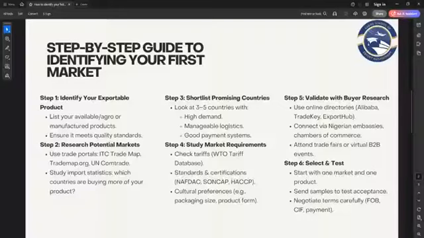Then step 4 is study market requirements. Check tariffs, the World Trade Organization tariff database, check the standards and certifications, and the cultural preference, really important. When you are talking about product form, is it an Islamic country? The kind of product you want to ship to an Islamic-based country is really important. These are just some of the cultural preferences that you need to put into place while putting together your consignment or your product for exporting.